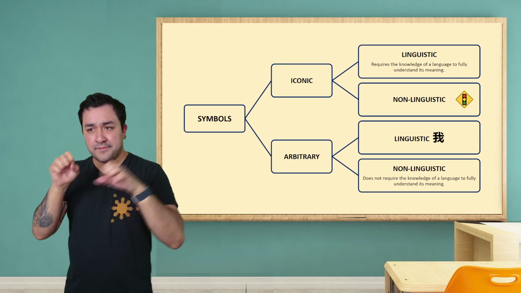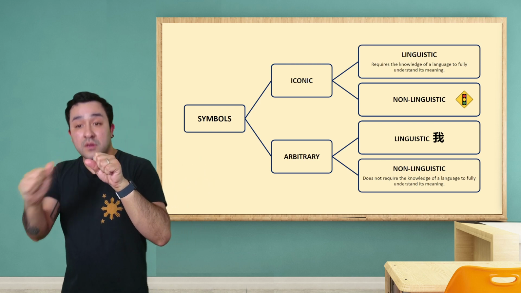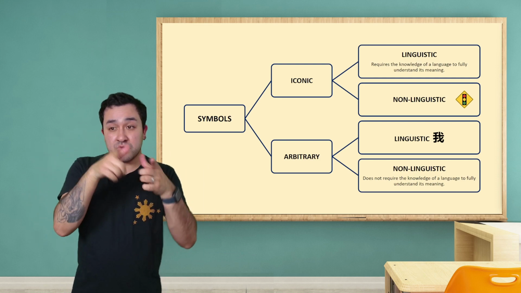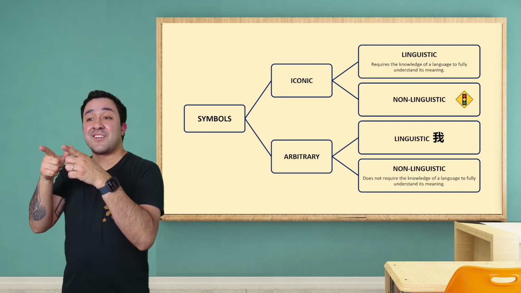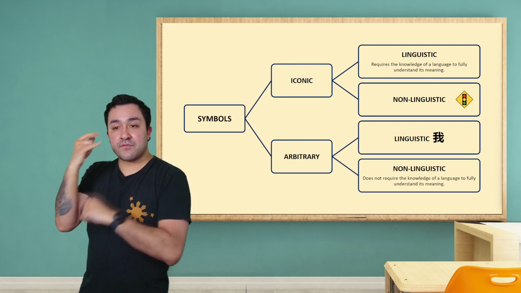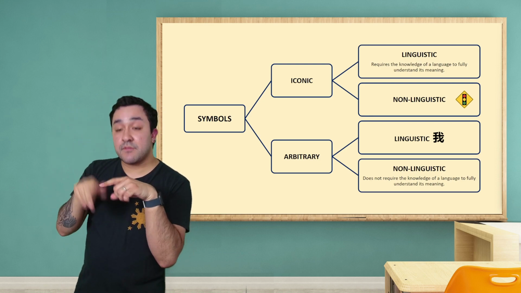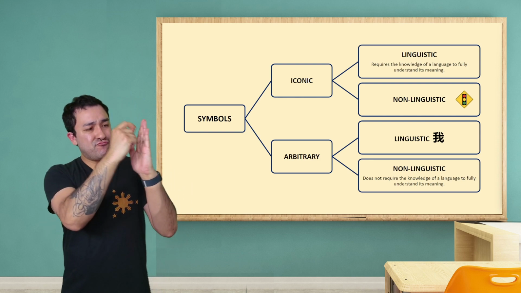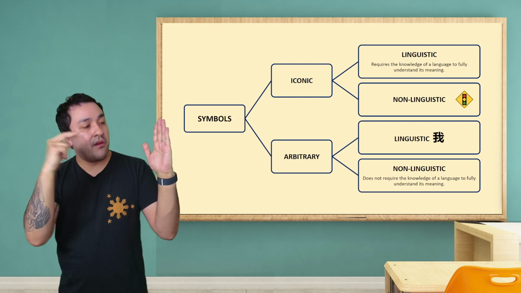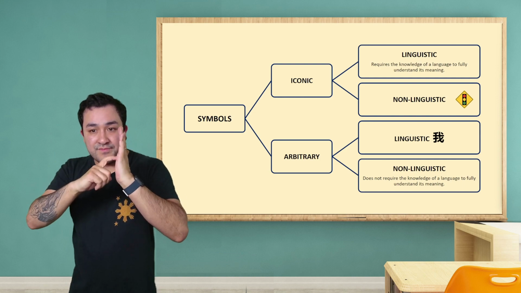Now we can categorize symbols even deeper. In addition to symbols being categorized as arbitrary or iconic, they can also be given the subcategory of linguistics or non-linguistics. Linguistic symbols require knowledge of the language to be able to understand its meaning. For example, can you tell me what this Chinese character means? If you do not know Chinese? No. You need to know Chinese to understand that this character means I, or me.